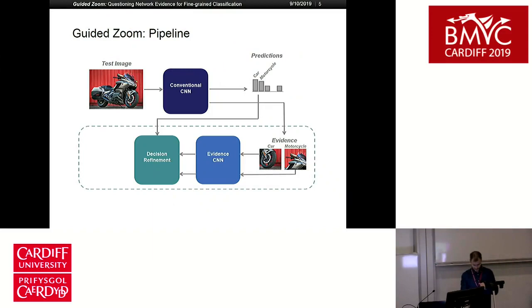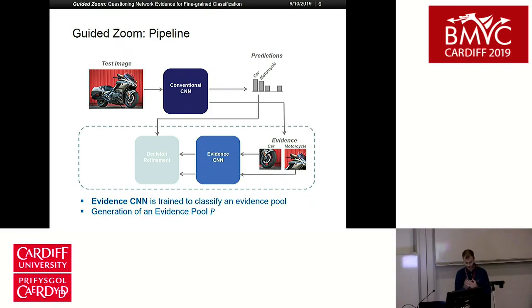In these slides, I have reported our pipeline, our Guided Zoom pipeline. Our pipeline is divided in two main modules. The first module is an evidence CNN module, and the second module is a decision refinement module. What is an evidence CNN? An evidence CNN is a standard convolutional neural network trained for the same classification task as the conventional CNN, but used with no longer the original images as input, but patches. These patches are collected in a preliminary phase in training from the training images.